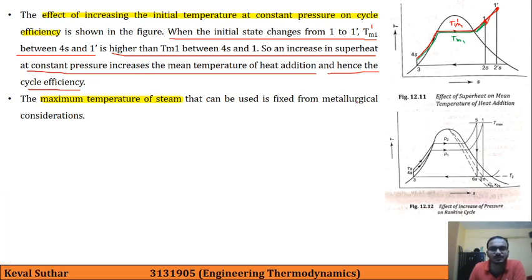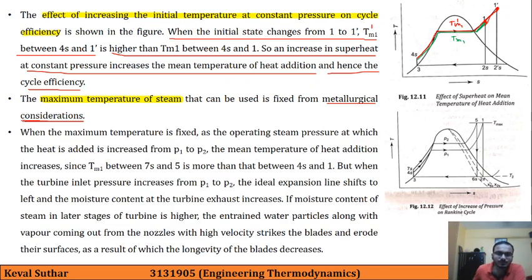Now this is fixed from the metallurgical conditions, because the material that we are using for our turbine blades has some maximum limit that it can tolerate or sustain. So the maximum temperature of steam is fixed because of this. Let us say over here it is this, we cannot go beyond this. So this is the value of Tmax.